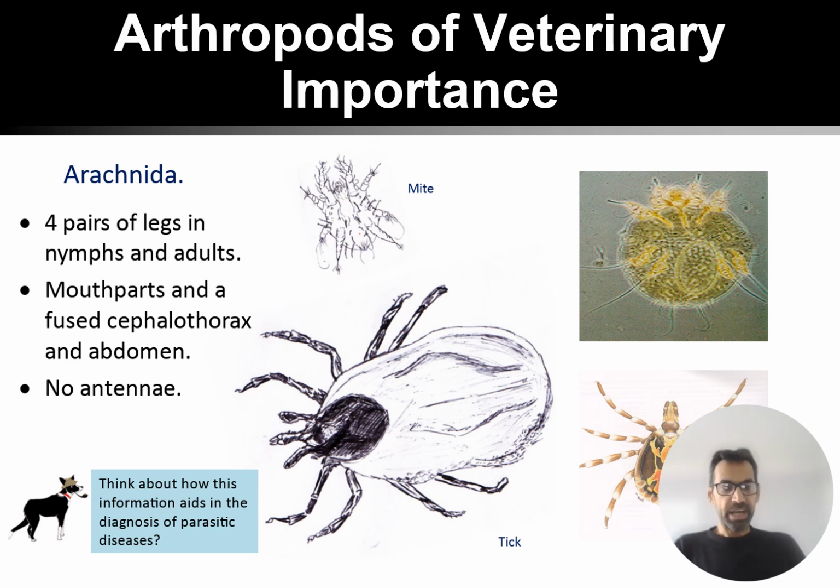In the case of arachnida, which include mites and ticks, they have four pairs of legs in the case of nymphs and adults, as shown here. But in the case of larvae, there are three pairs of legs. The mouth part is fused with the cephalothorax and abdomen. There is no antenna in this group of parasites.